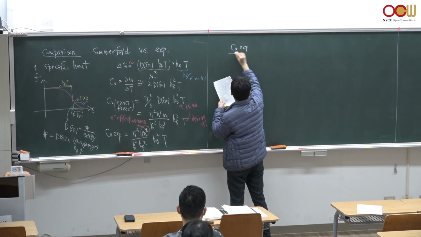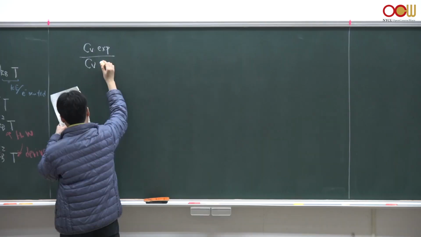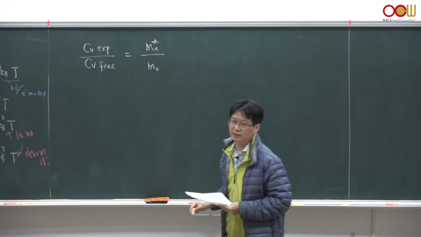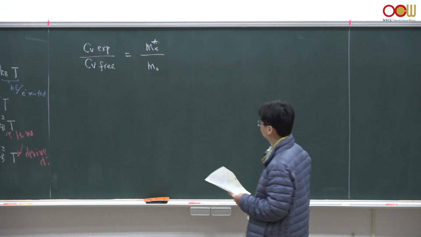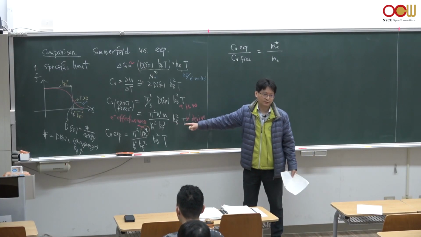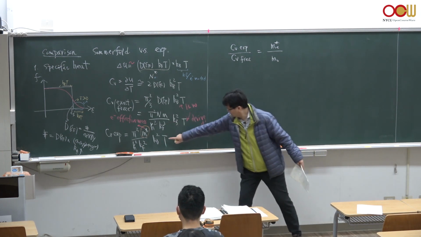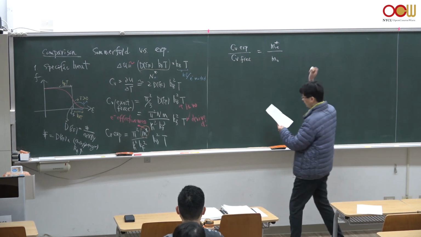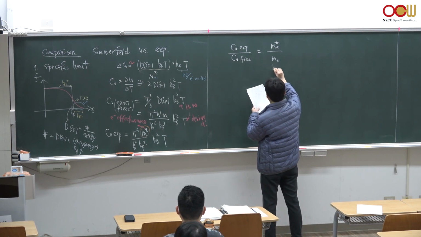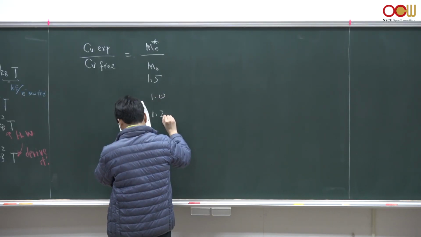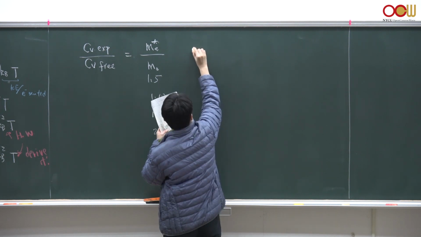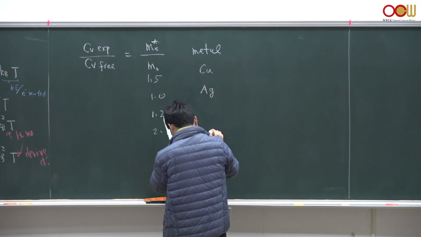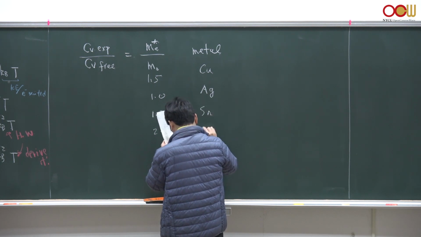If I take the ratio between the CV from experiments and the CV of the free electron gas, what I get is nothing but the ratio between the effective electron mass and the free electron mass, because all the other factors are exactly the same. You could really compare. So this is from experiments, and this is the Sommerfeld electron gas prediction. So let's see the difference for different metals. This is 1.5 for copper and silver, and 1.2 for tin and lead.